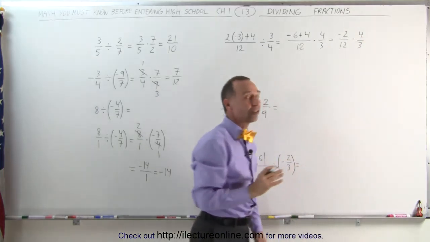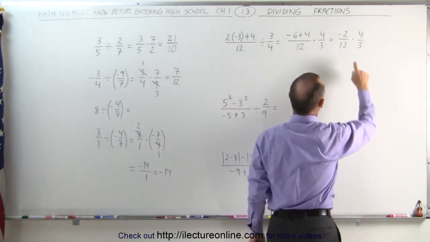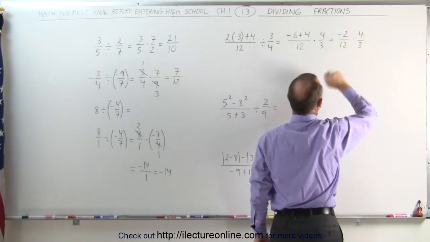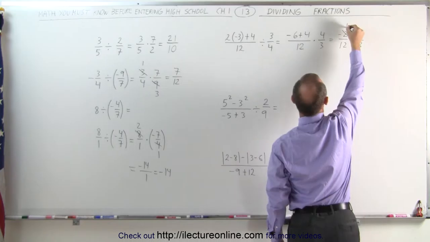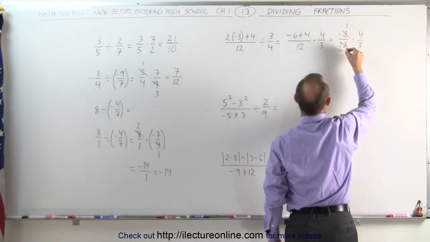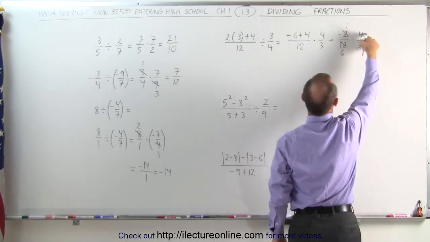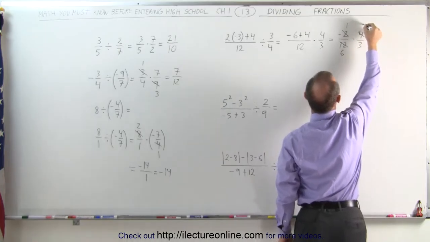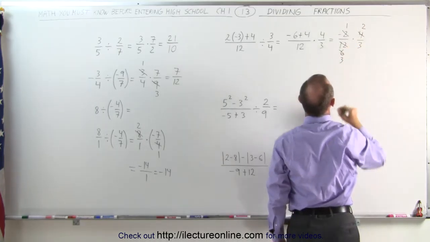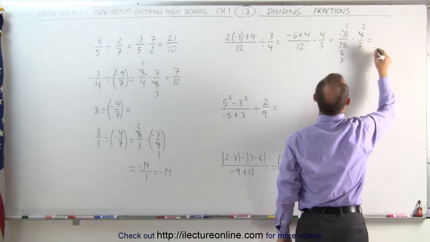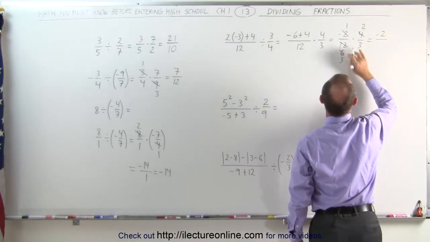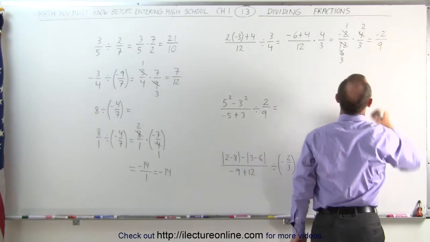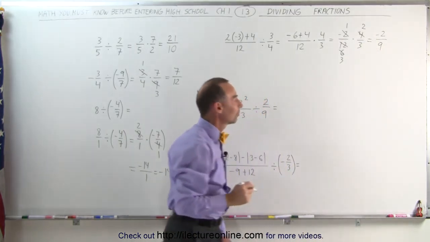Now you can go ahead and start simplifying, because all you have now is a multiplication. There's no addition or subtraction left. If I have a 2 and a 12 there, 2 divided by 2 is 1, 12 divided by 2 is 6. And we have a 4 and a 6, 4 divided by 2 is 2, 6 divided by 2 is 3. Now we can go ahead and do the multiplication. Negative 1 times 2 is a negative 2, divided by 3 times 3, which is a 9. The answer then is negative 2 ninths.